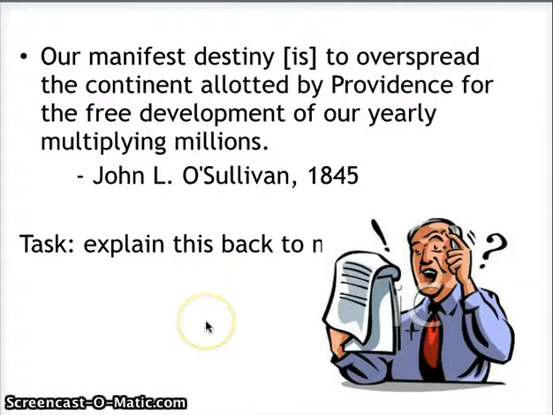So John L. O'Sullivan said about Manifest Destiny, "Our manifest destiny is to overspread the continent allotted by the providence for the free development of our yearly multiplying millions." So what he's saying here is that every year we have more people coming to America. And it is our destiny to take over the whole continent of North America.